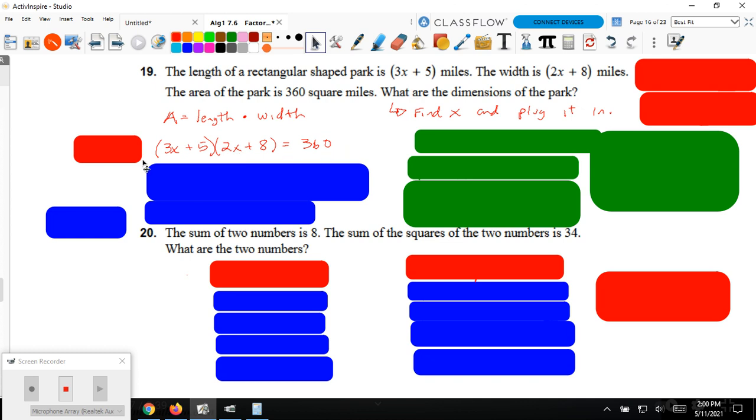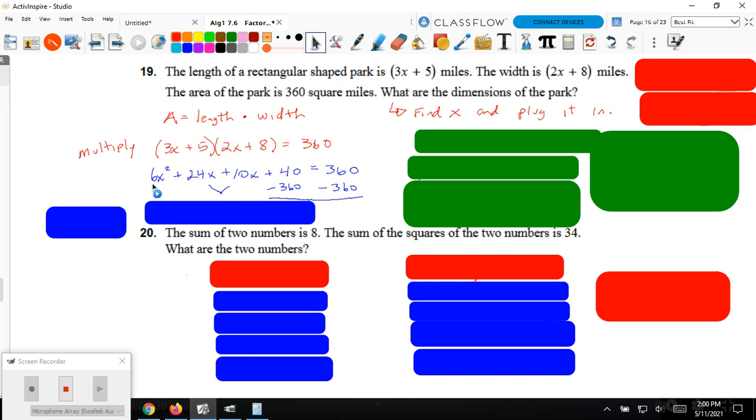So it looks like something we're a little bit familiar with, but right now we need to solve the equation. To solve this equation, we would need to solve it where this is equal to 0. So the first thing we need to do is multiply these two binomials. And we can do it with FOIL or a double distributive property. So 3x times 2x would give us 6x squared. The outside would be 3x times 8, that's 24x. Inside, 2x times 5 is 10x. And the last term, 5 times 8, that's 40. And it's equal to the 360.